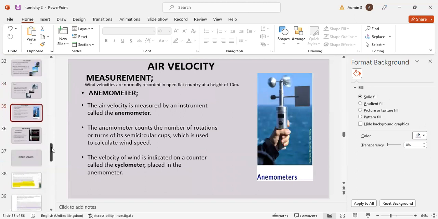Wind velocities are normally recorded in open, flat country at the height of 10 meters. Anemometer: the air velocity is measured by an instrument called an anemometer. The anemometer counts the number of rotations or turns of its semicircular cups, which is used to calculate the wind speed. The velocity of wind is indicated on a counter called a cyclometer placed in the anemometer.